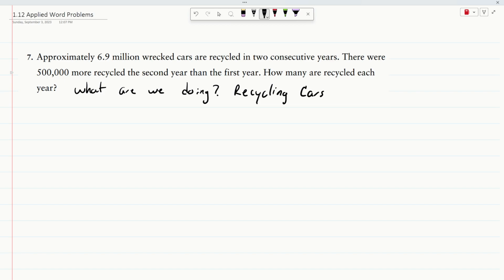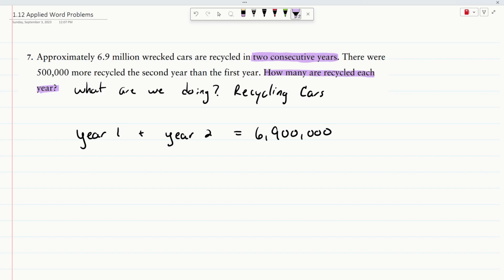All right, now, what do we know about this? Is it 1 year, 2 years, 5 years? Well, it tells us 2 consecutive years. So that's back to back. All right. Now, what they want to know is how many cars are recycled each year. So here's what I know. I have year 1 plus year 2. And the total amount of cars, when I add these 2 years together, has to equal 6,900,000.